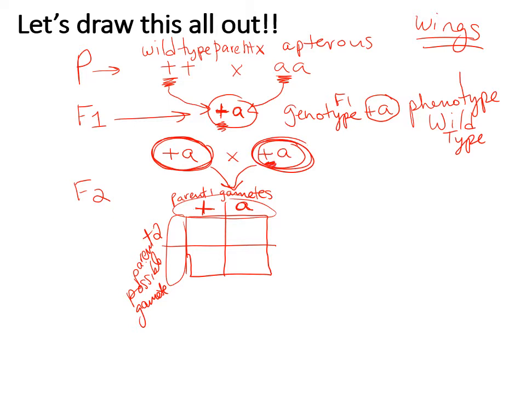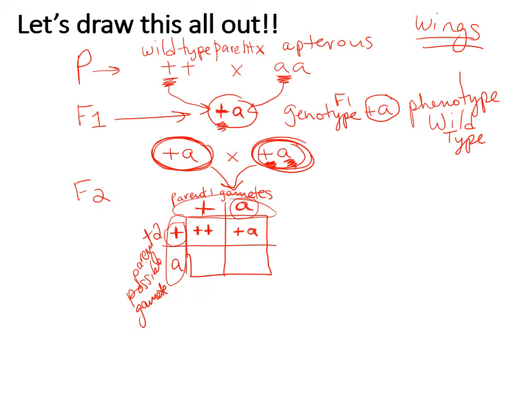Well, it can either give a plus symbol or an A, right? So a plus symbol or an A. Now all you do is go square by square, combining parent 1's gametes with parent 2's gametes. In this square, parent 1 is giving a plus symbol, wild type. Parent 2 is giving a plus symbol, wild type. In the next box, you have parent 1 giving letter A and parent 2 giving the wild type plus. Now we usually write wild type first in the genotype, so I'm going to put plus and A.